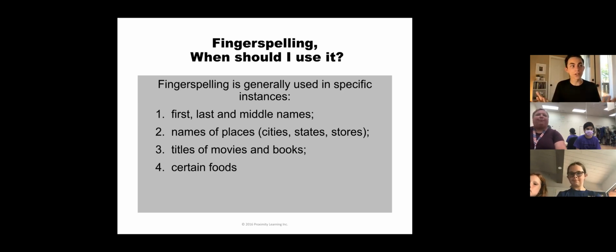So fingerspelling, when do we use it? We use fingerspelling for first, last, and middle names, any name or proper noun, like names of places and cities. Some states have their own signs, but a lot of them you fingerspell. Titles of movies or books, and certain foods too. Like for example, rice is one that we fingerspell. It's pretty short, so it's easy, rice, just like that. So that's when we use fingerspelling. Most other things have their own sign.